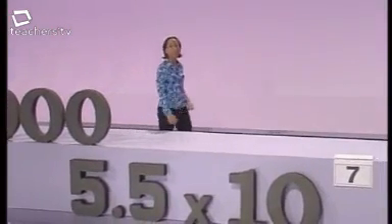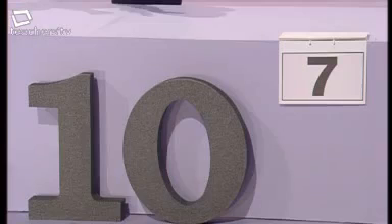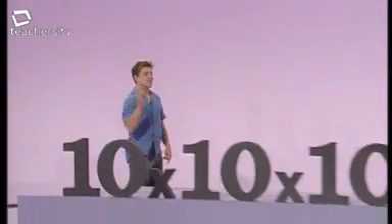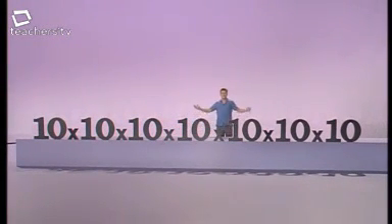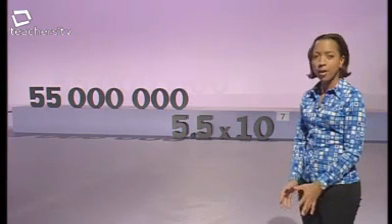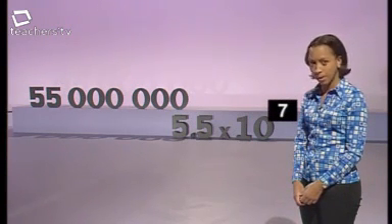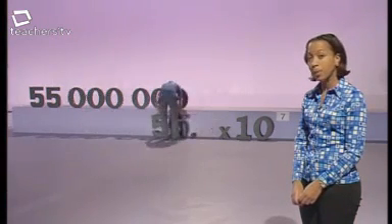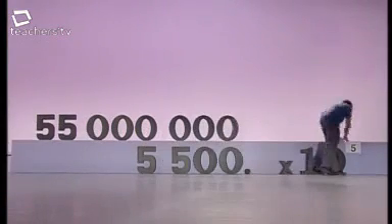In standard form, this is written as 5.5 times 10 to the power of 7. But what does the 10 to the power of 7 mean? 10 to the power of 7 is the same as 10 times 10 times 10 times 10 times 10 times 10 times 10. So 5.5 times 10 to the power of 7 means 5.5 multiplied by 10 7 times. Each time you multiply by 10, the figures move one place value to the left of the decimal point, which gets us back to 55 million.